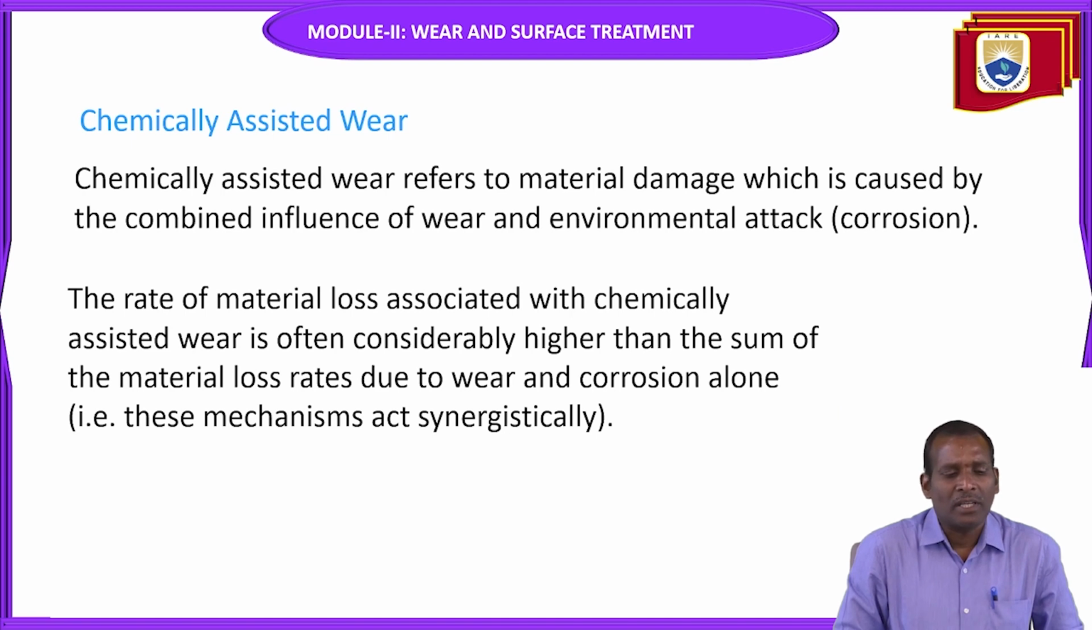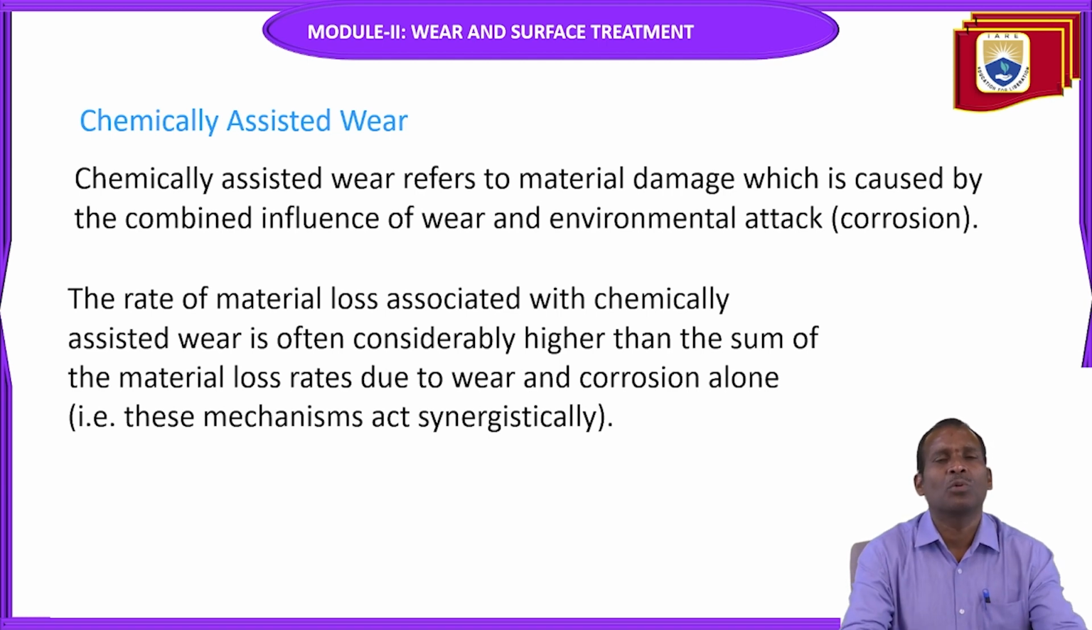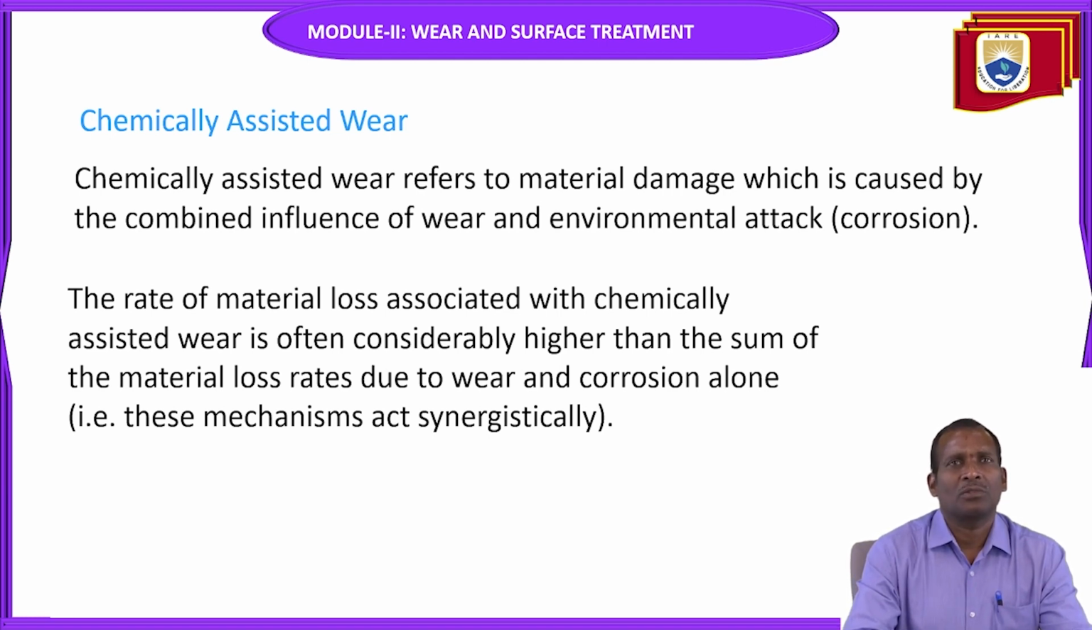Next, the last one is chemically assisted wear. Chemically assisted wear refers to the material damage which is caused by the combined influence of wear and environmental attack, that is corrosion. So in this, the influence of wear and then environmental attack, corrosion. First, wear is due to the chemical reaction between these two contact surfaces or two metals.